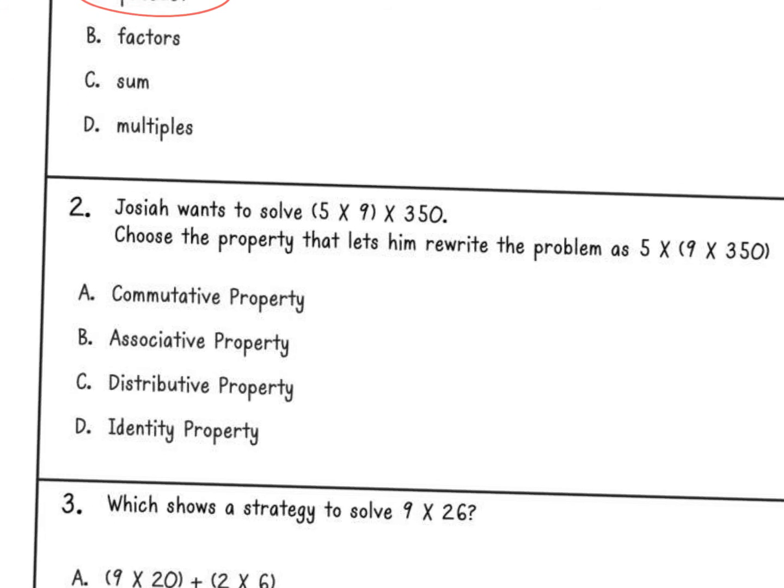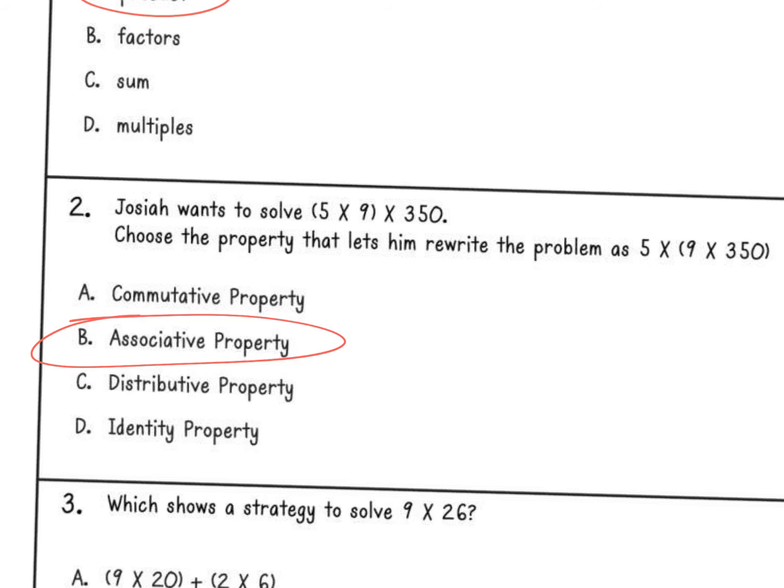Number 2, Josiah wants to solve 5 times 9 times 350. Choose the property that lets him rewrite the problem as 5 times 9 times 350. Associative. Very good. Associative property. Good.